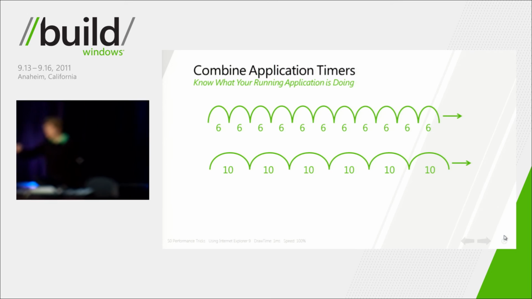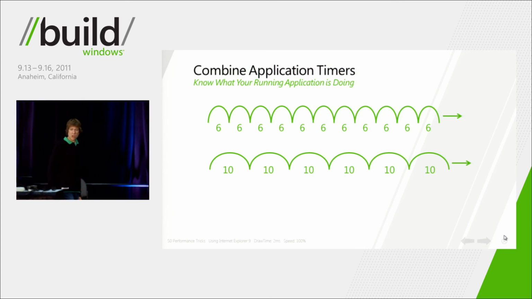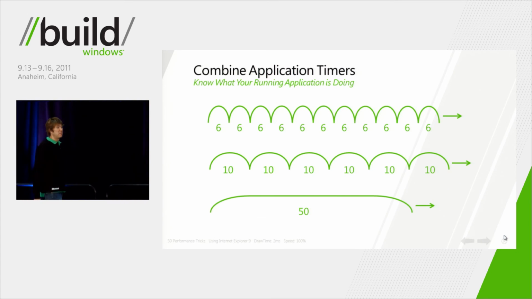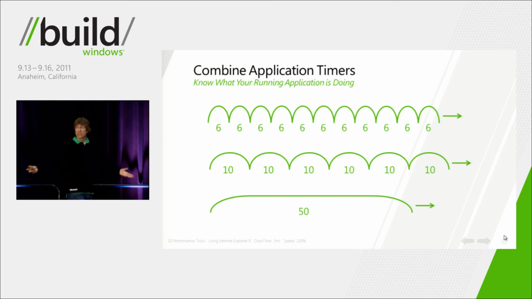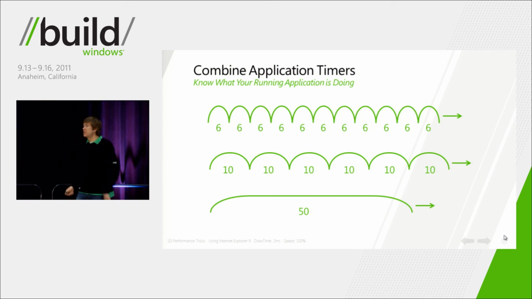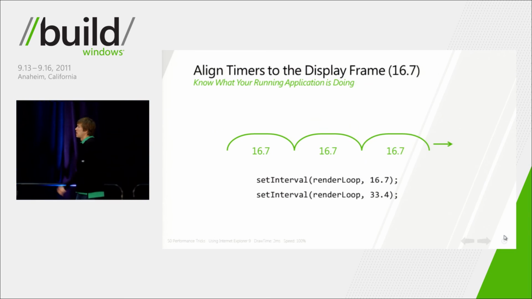In this case, we have a set interval that's running at 6 milliseconds, one that's running at 10 milliseconds, and one that's running at 50 milliseconds. Do we really need 3 separate timers running? Or could we have a single scheduler in our app and concatenate these together?